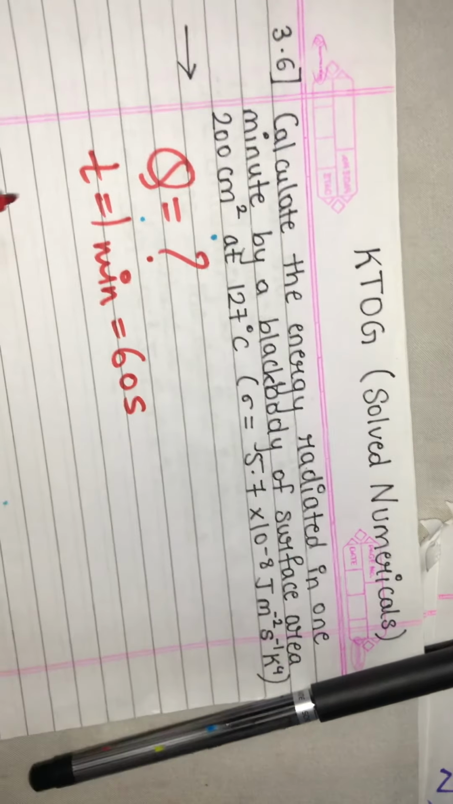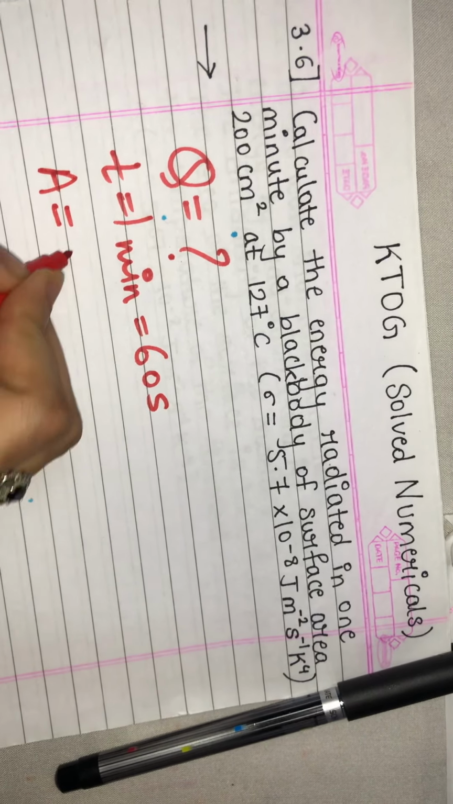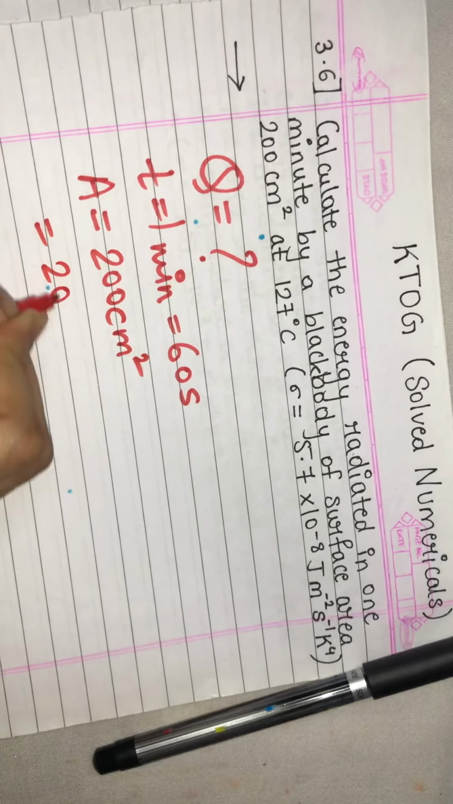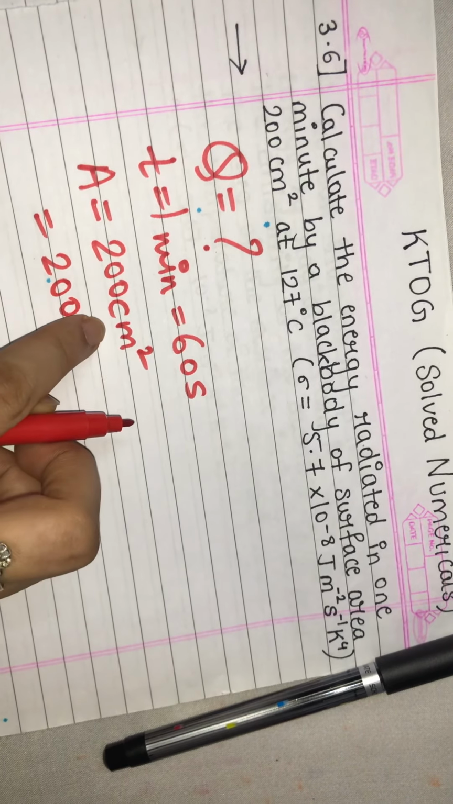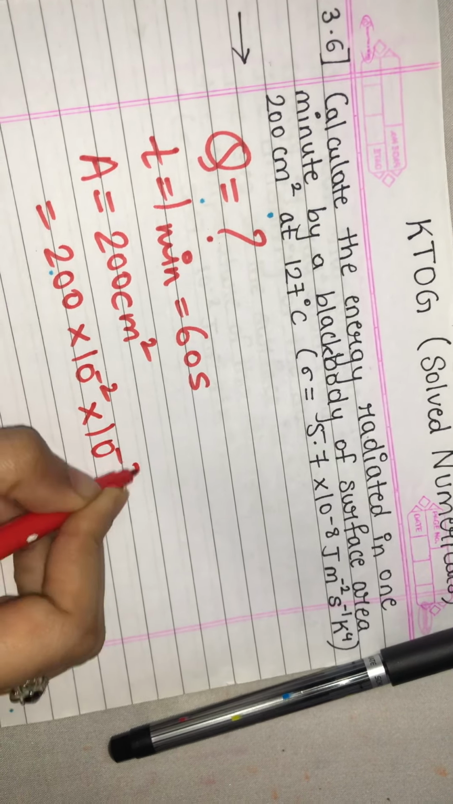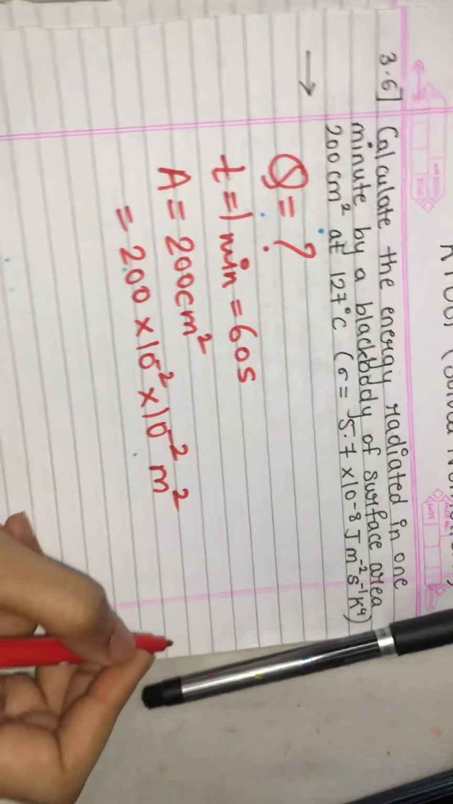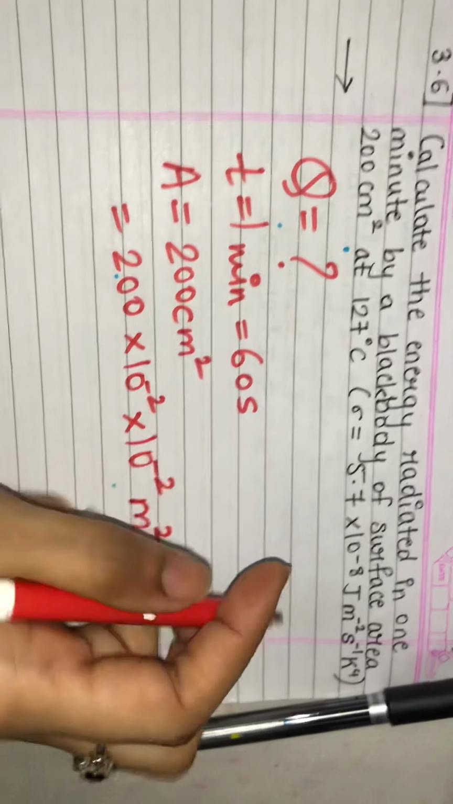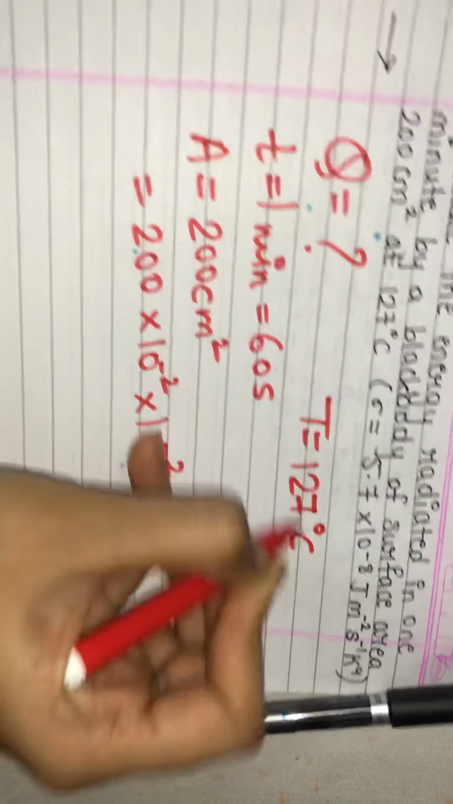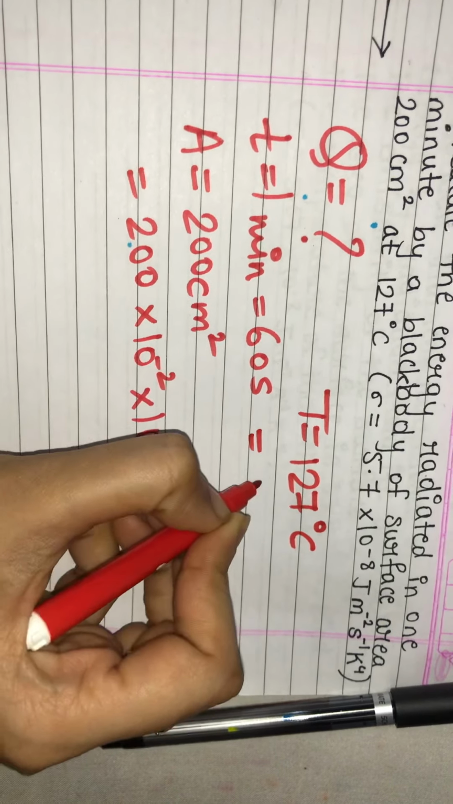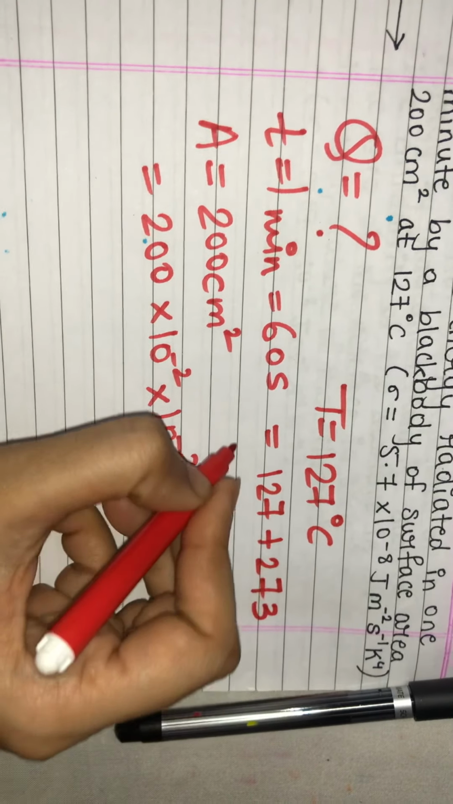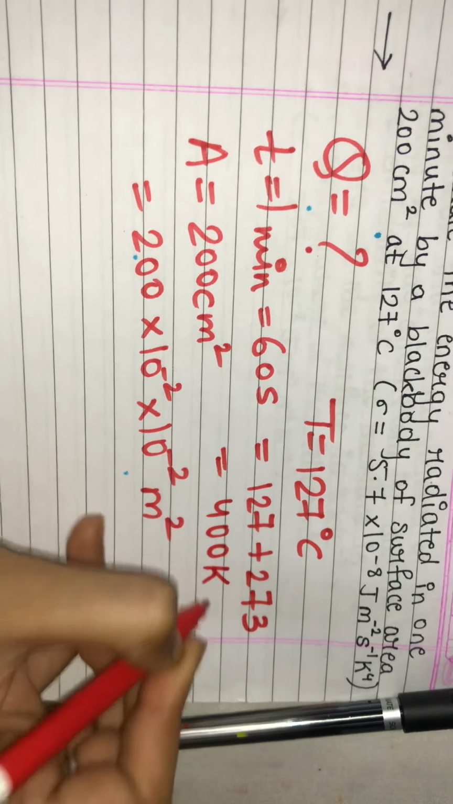The surface area of the black body is given, that is 200 centimeters square. Since it is centimeter square, that is 200 into 10 raised to minus 2 into 10 raised to minus 2 meter square. The temperature is also mentioned, that is 127 degrees Celsius. If we convert it into Kelvin, it will be 127 plus 273, that is 400 Kelvin.